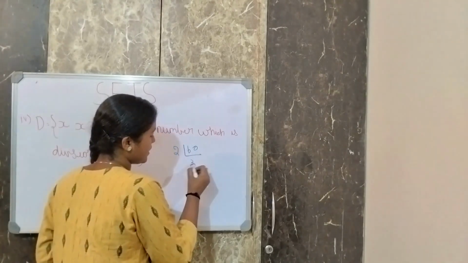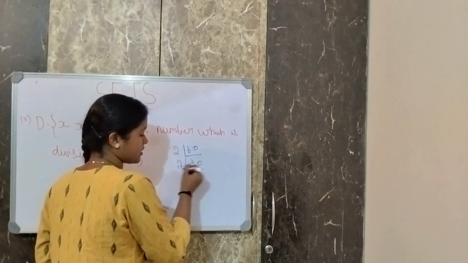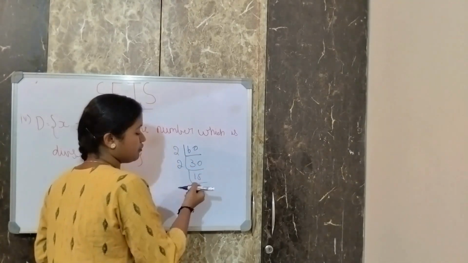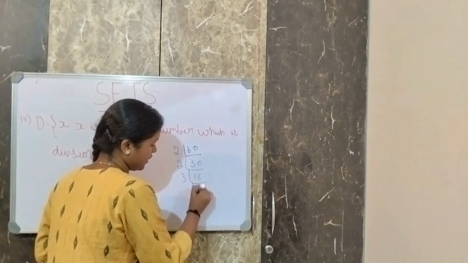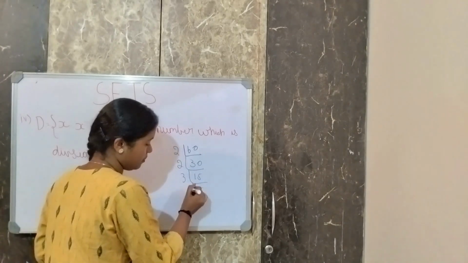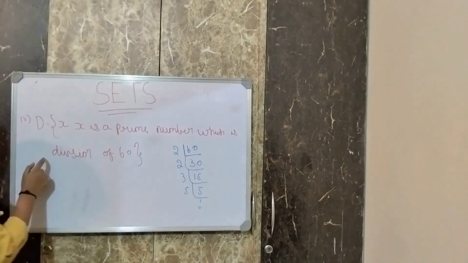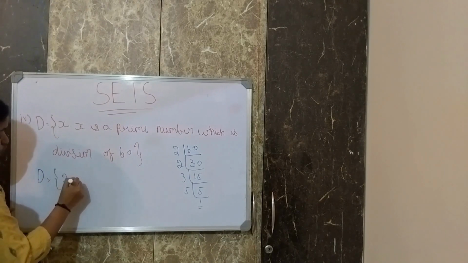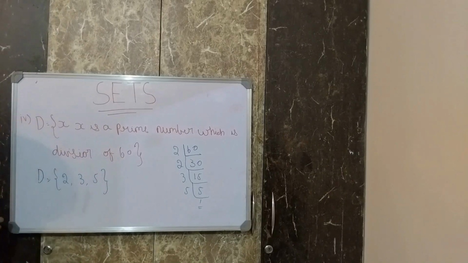So 2 30s are 60. Again 30 is divisible by 2. 2 15s are 30. 15 is not divisible by 2. So 3 5s are 15. And 5 is not divisible by 3, so 5 1s are 5. So what are those elements in the set D? Set D equal to 2, 3 and 5, which are prime numbers and the divisors of 60.